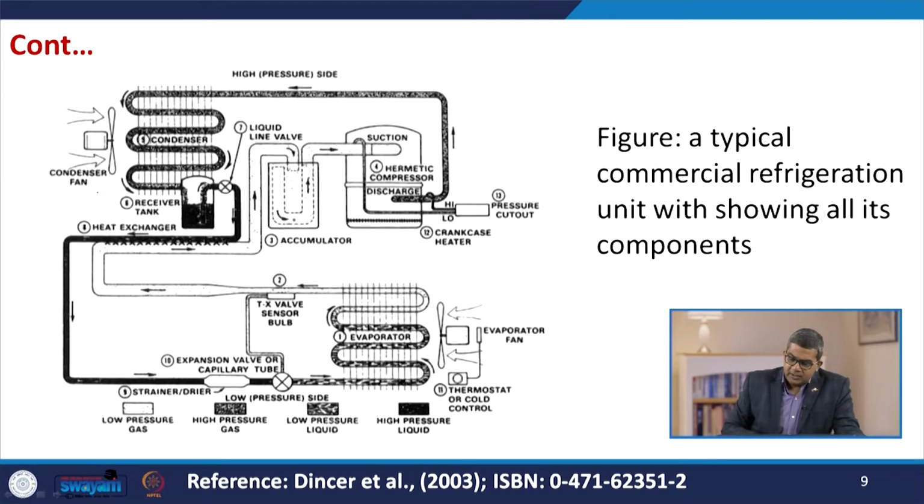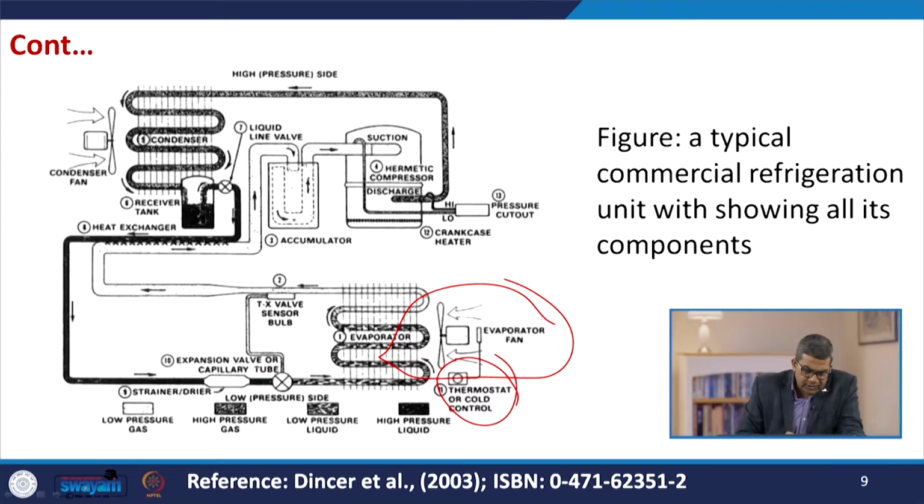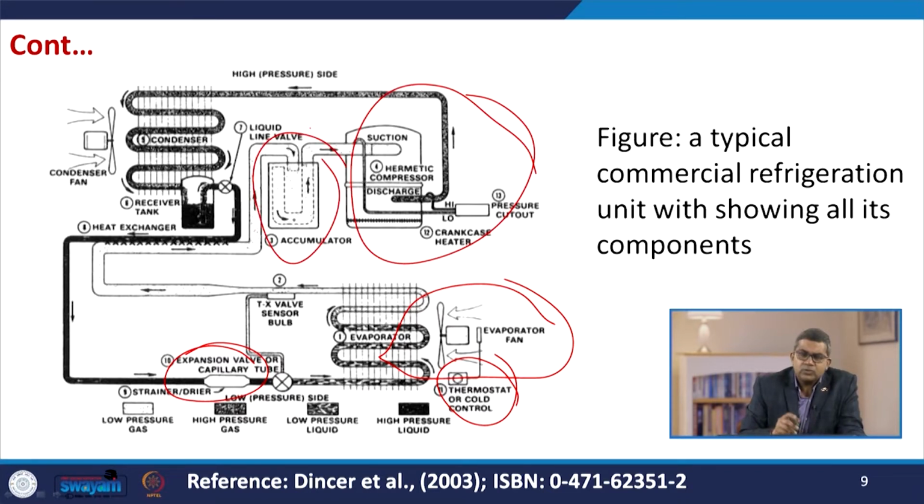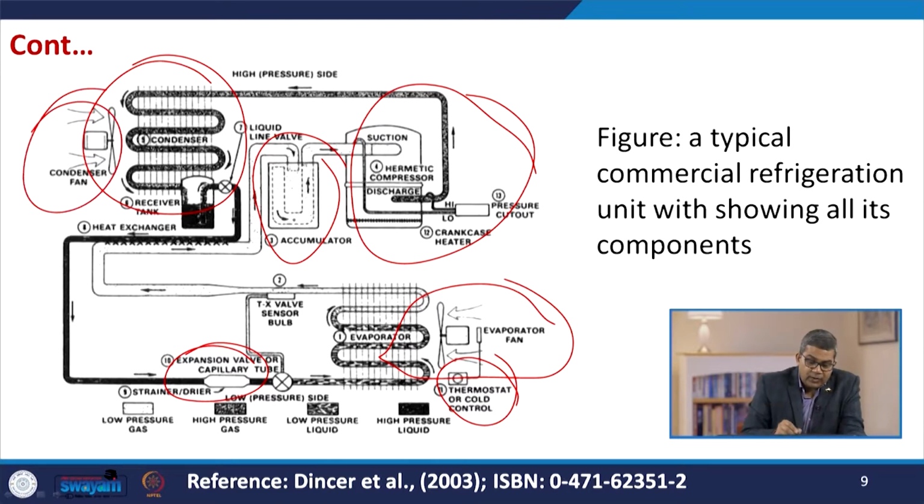Now here you see this is a typical commercial refrigeration unit. This shows all its components. Now here you see that this is the evaporator or evaporating fan, and you need to have a temperature control, so thermostat control is there. Then here you see that this is the expansion valve, and here this is the main compressor unit with the accumulator. So all kinds of auxiliary setup are there, and this is your condenser. And again you have this condensing fan with the high pressure side. So this is the typical commercial refrigeration unit.